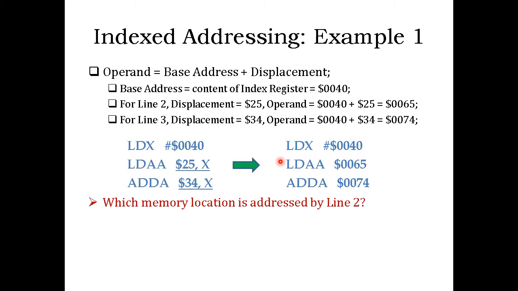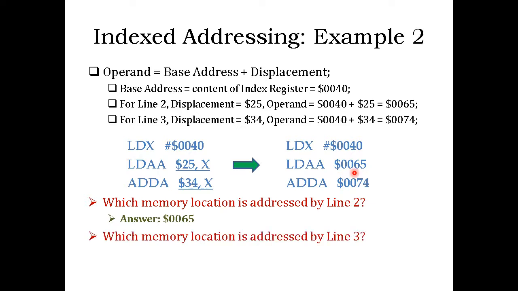Now here, if you see a question like this, which memory location is addressed by the line number 2? Remember, if you see this question, you will be actually given the line you have at your left, okay? And then you calculate the operand and then write the line you have at your right side, and then it's actually easy to answer this question, because in the line number 2, the memory location which is addressed is actually 0065. So basically the operand.